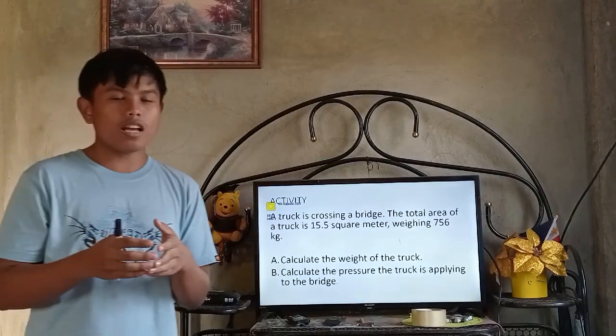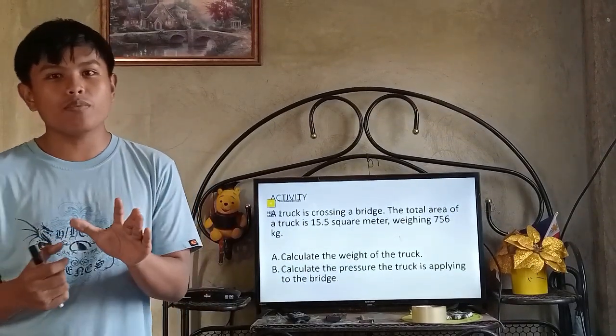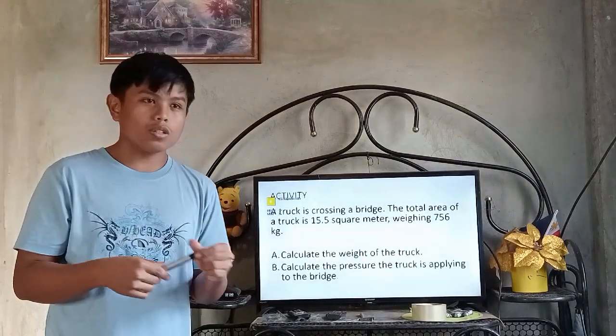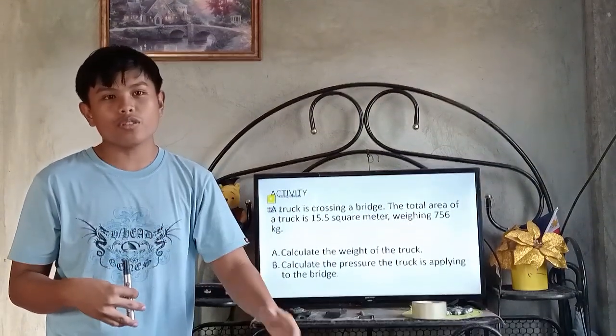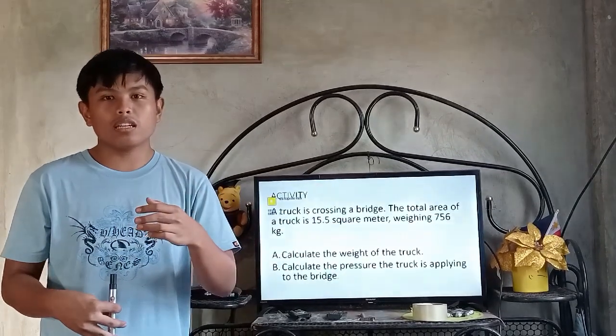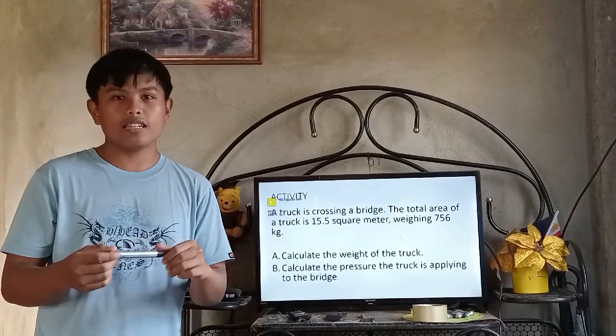So that is all about pressure in week 5 of General Physics 1 in grade 12. Further lessons and discussion will be elaborated by the next reporter in this module.